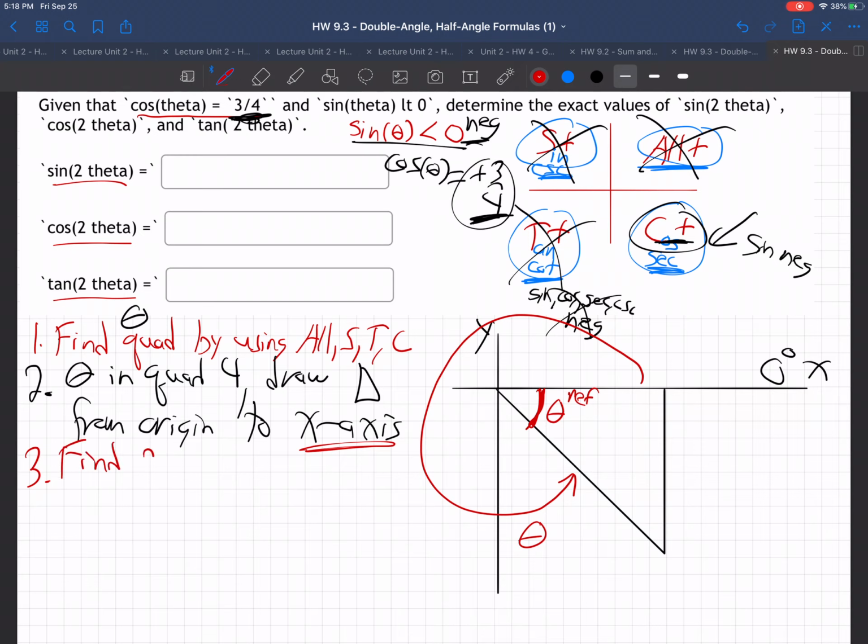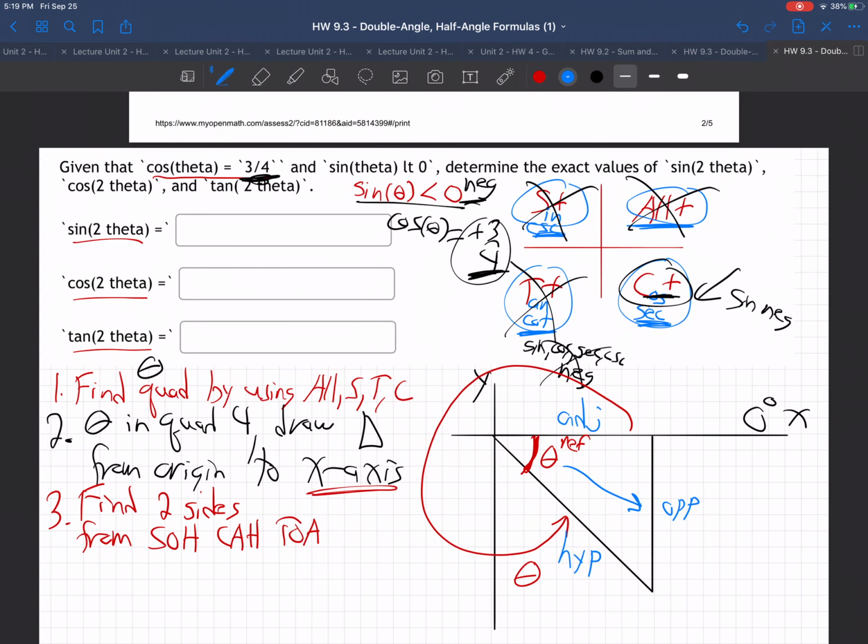Find two sides from our friend SOHCAHTOA. So find two sides. Okay, so this is the opposite, right? It's opposite of theta. This is the adjacent. This is the hypotenuse. So what do we got up here?